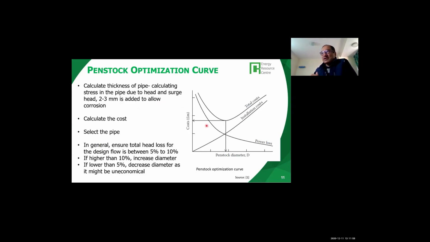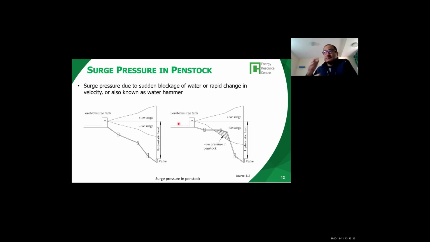So in general, the total head loss for design flow is between 5 to 10%. If it is higher than 10%, you try to increase the diameter. If it is lower than 5%, you decrease the diameter, as it might not be optimal. These are thumb rules. But for detailed, large hydropowers, you carry out a penstock optimization exercise as shown here.